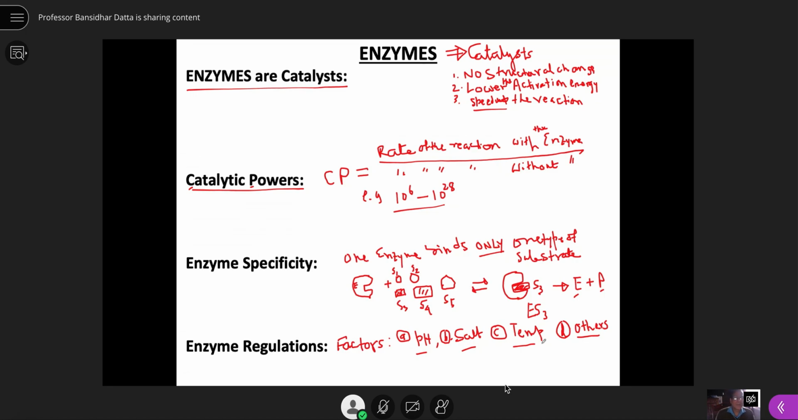What are the different properties of enzymes? Enzymes have a catalytic power. What is the catalytic power? I can ask questions. Enzymatic specificity. What is the enzymatic specificity? I just showed you. One enzyme binds to only one type of substrate. Enzyme regulation. What are the factors that regulate the enzymatic activities? A, pH, B, salt, C, temperature, and others. All those things are included in the enzymatic activities. Any questions?